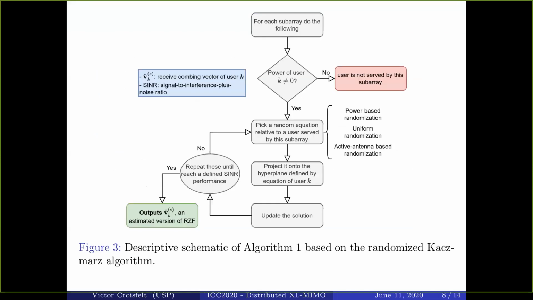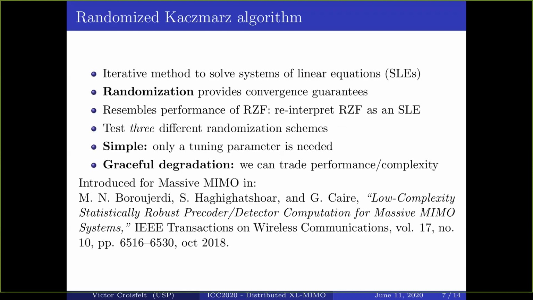So one appealing and already known low complexity signal detection method for massive MIMO is based on the randomized Kaczmarz algorithm. Then our idea was to extend it to the context of XL-MIMO and study if we can achieve our goals with it. In particular, the randomized Kaczmarz algorithm is an iterative method envisaged to solve systems of linear equations, where randomization provides us with some convergence guarantees.